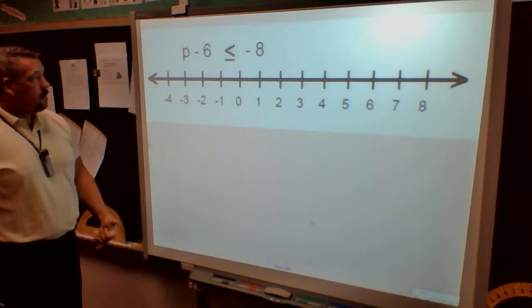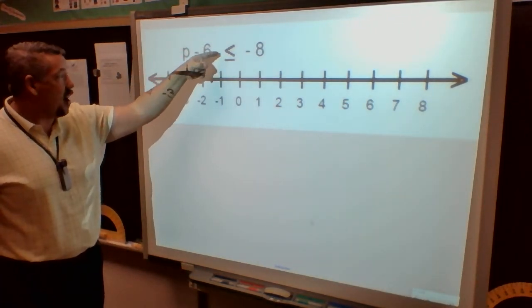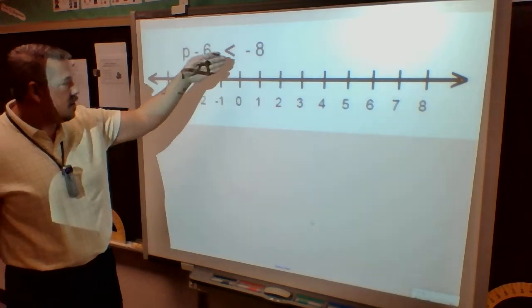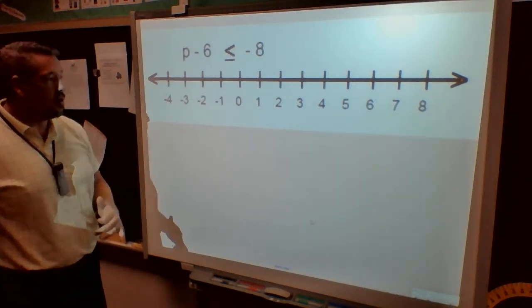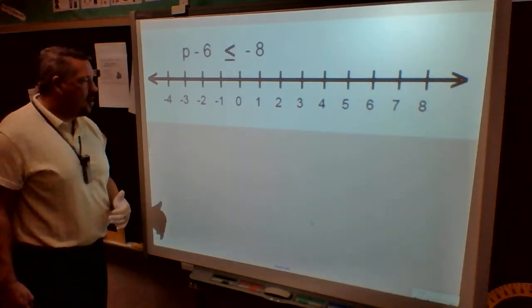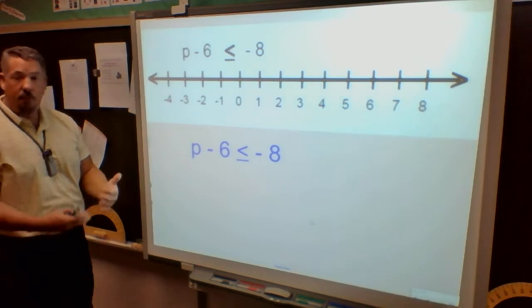On my third one, P minus 6 is less than or equal to, because the arrow points to this side, negative 8. So I have integers. I have to remember how to do my integers. I hope you got your papers out. I'm going to start by writing my problem where I can do the work. I'm going to start with my first step.